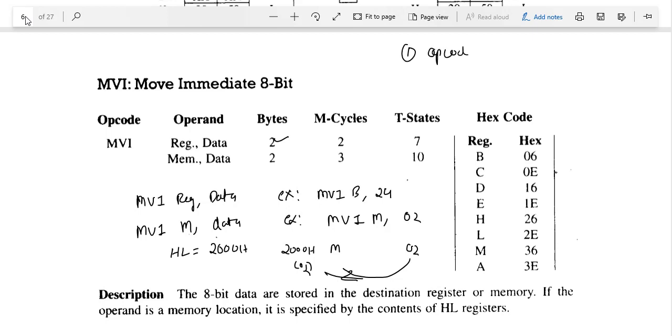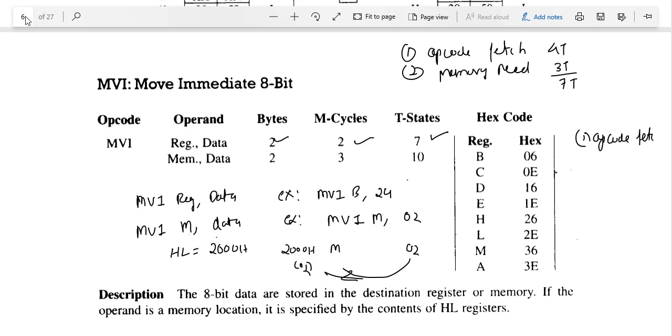One is opcode fetch, and another is we have to again read this data from the memory location, that is memory read. So it has 4 T states and 3 T states, and it will take 7 T states. So we can see in the first case it will take 2 machine cycles and the number of T states equals 7. But in the second case, it also has 2 bytes, so there are at least 2 machine cycles. One is opcode fetch, and another one is memory read.